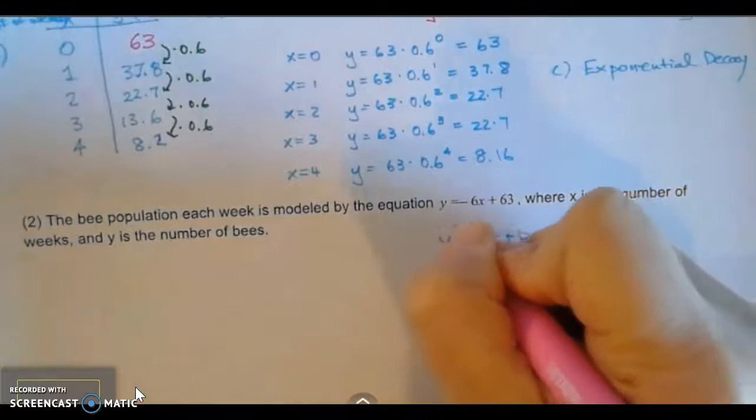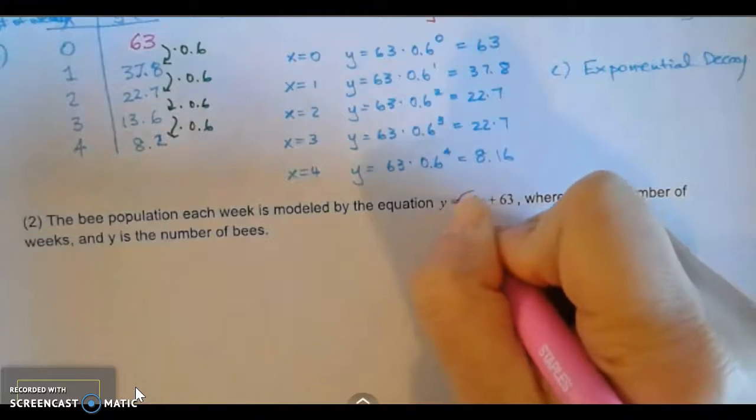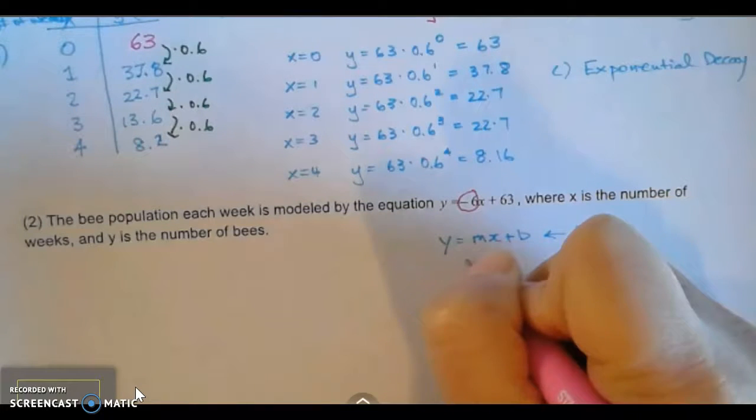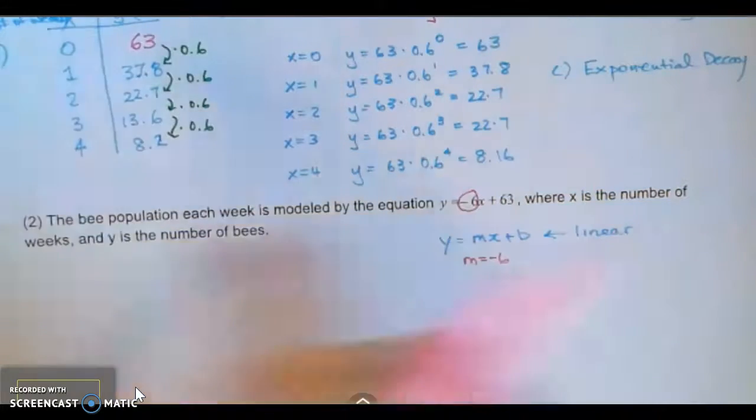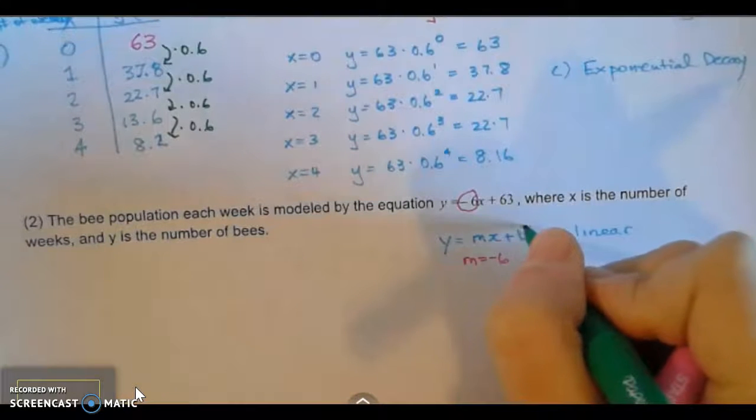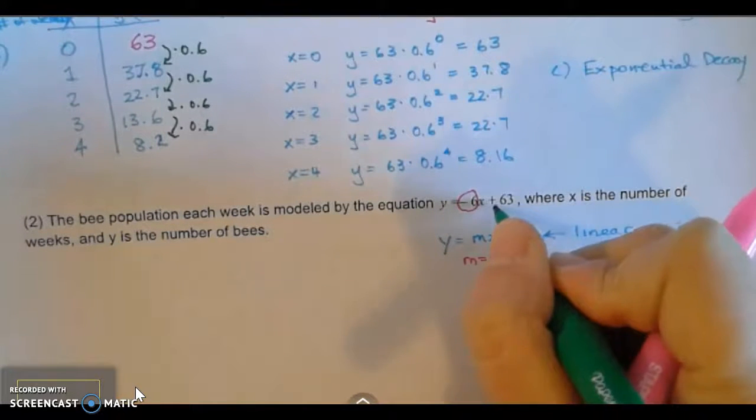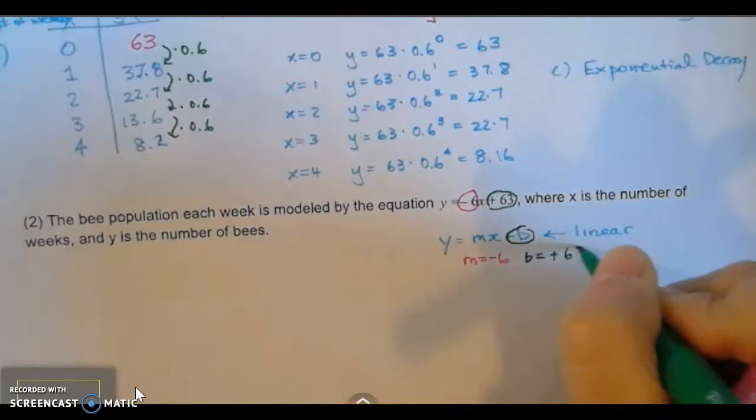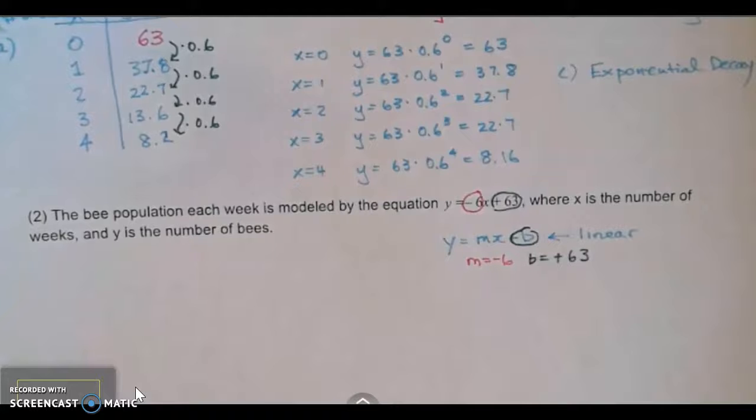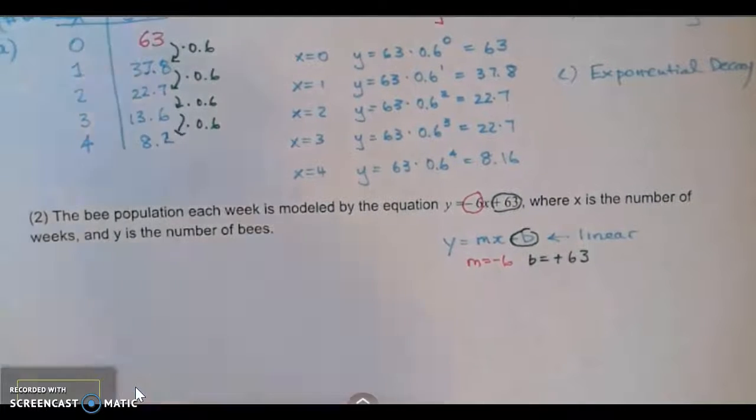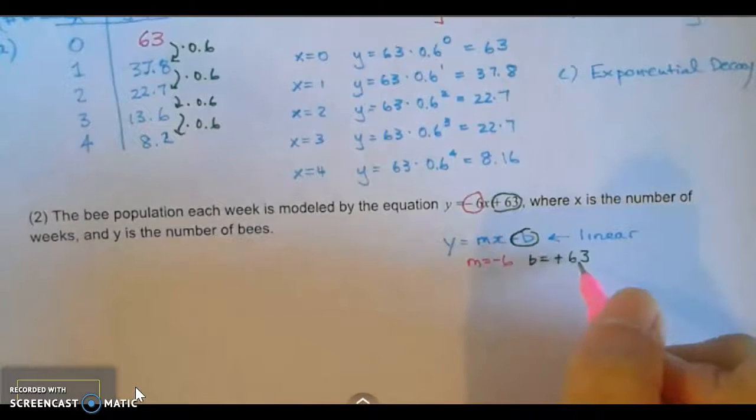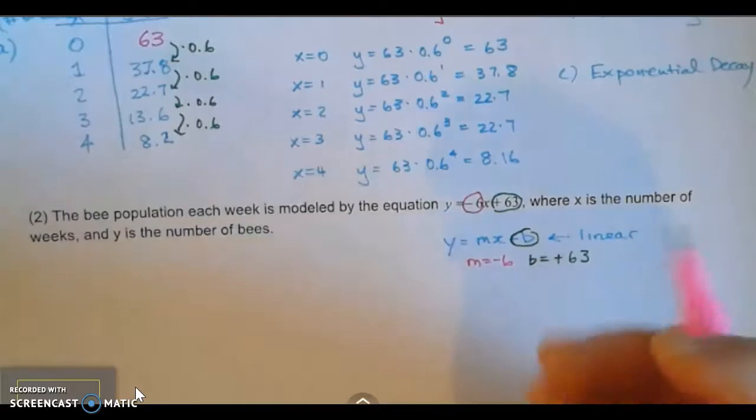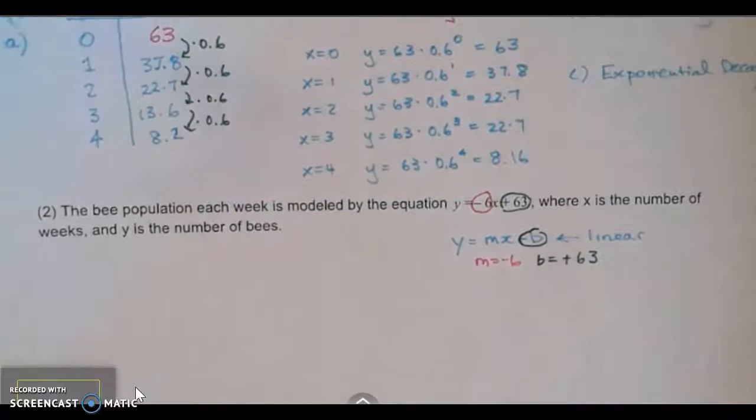So what do we know? We know that m, the number multiplied by x, is negative 6. So m is negative 6. And what is b? b is the number that's being added. So b is positive 63. Okay, so then we know that we're starting with 63 and we're adding negative 6 each time. We can do this algebraically, or we can do it as a table.